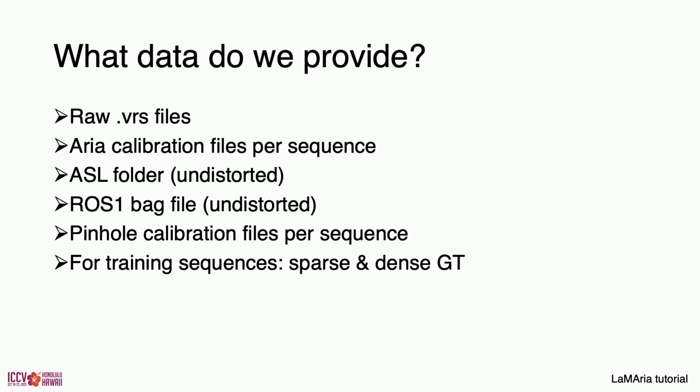On top of this raw data, we also provide our benchmarking data, which is the data that we ran all our benchmarking on. This is in two formats: the first is the ASL folder format, which is the format in which the EuRoC dataset was released, and the second is the ROS format, because a lot of SLAM systems run on ROS bags. So we have both data formats which can be downloaded. Since we undistorted all the images to pinhole, we also provide the pinhole calibration files per sequence. And then, of course, for the training sequences, we provide both the sparse and the dense ground truth.